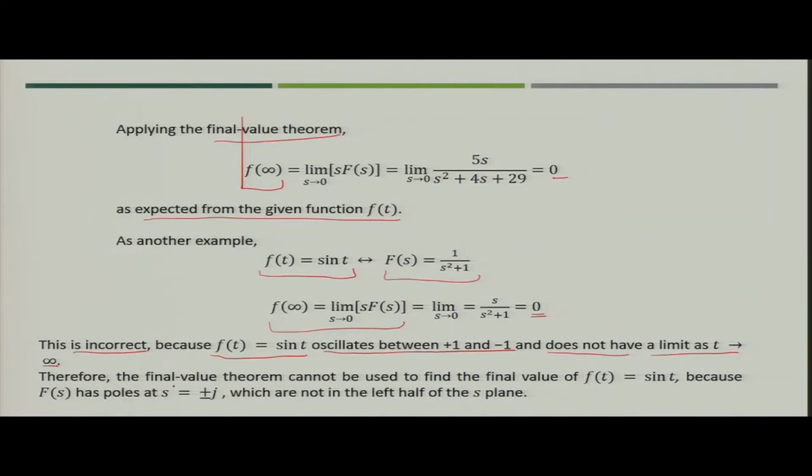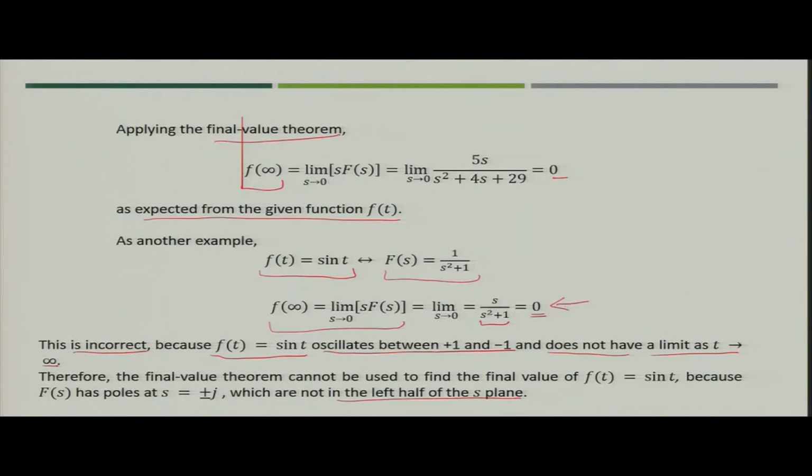Now, the final value theorem cannot be used in this case, because if you take the poles, that is the roots of this particular second order equation, you will see the poles have the value s equal to plus minus j, which are not in the left half of the S plane, because these two poles do not have any negative real value. So, that means that in this case you cannot apply the final value theorem.